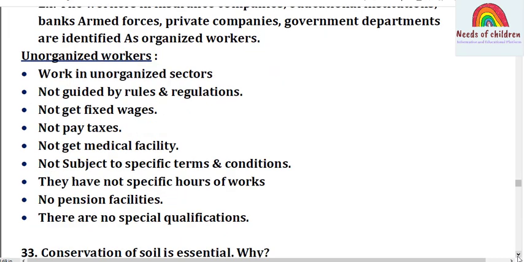Unorganized workers work in unorganized sectors, not guided by rules and regulations, with no fixed wages, do not pay taxes, do not get medical facility, and are not subject to specific terms and conditions. They have no specific hours of work, no pension facilities. There are no special qualifications.